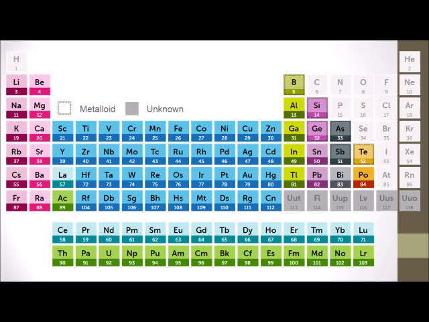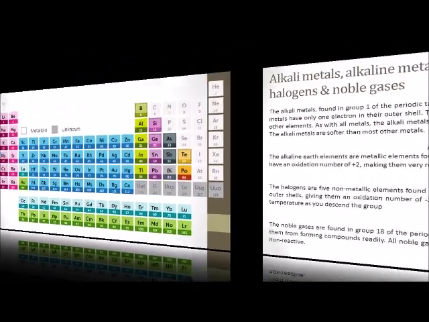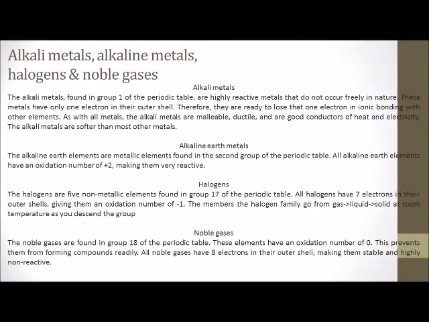The alkaline earth metals are found in the second group of the periodic table. These elements have an oxidation number of 2 that makes them very reactive. Then the halogens. The halogens are 5 non-metallic elements found in group 17 of the periodic table. The halogens have 7 electrons in their outer shell, with an oxidation number of -1.